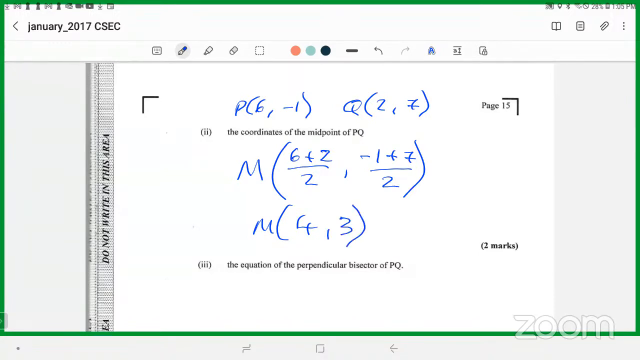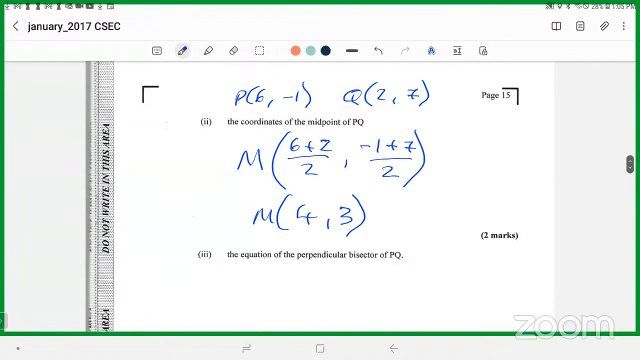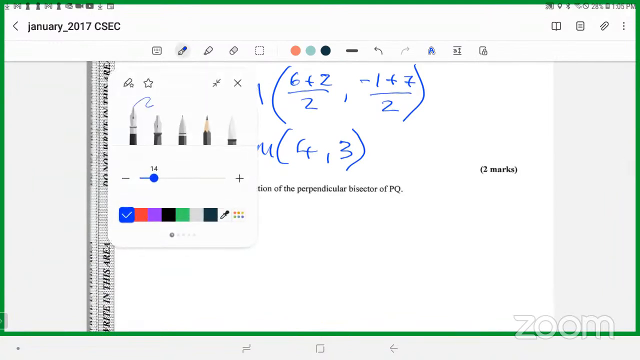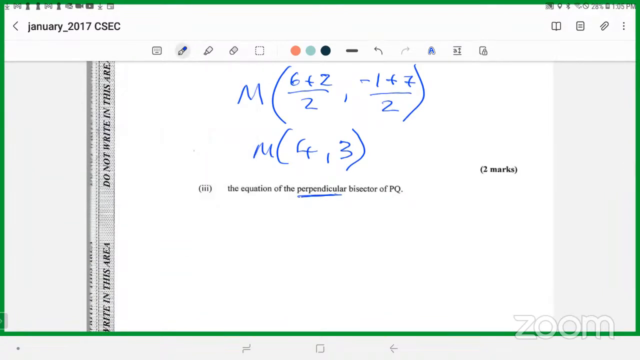Then the next part says, find the equation of the perpendicular bisector of PQ. We did this in class. The perpendicular bisector. Let me explain it one last time. The line that we want is perpendicular to PQ. So therefore it has a perpendicular gradient, which is the negative reciprocal. Then it also bisects PQ, meaning that it passes through the midpoint of PQ, which is this.